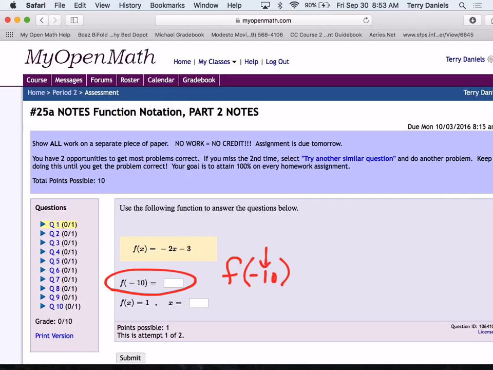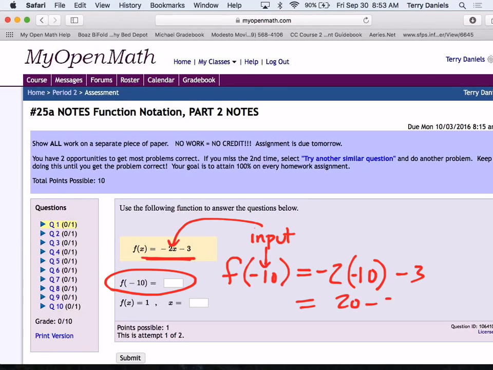The negative 10 is the input, in other words, the x value that we are inputting to our function. Negative 10 is input right here to find the output. By the way, I would like you to figure out the output right now. Of course, to figure that out, it's negative 2 times the input, which is negative 10, minus 3. So that's 20 minus 3, which is 17. So our output, when the input is negative 10, is 17.